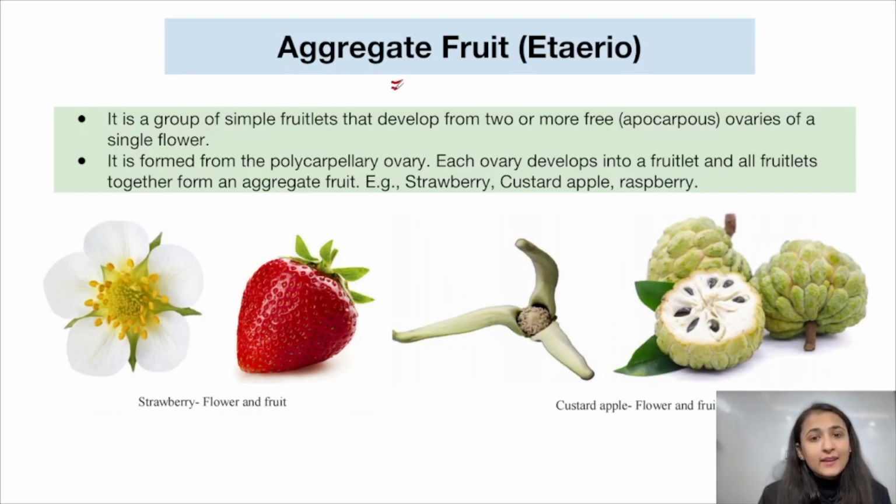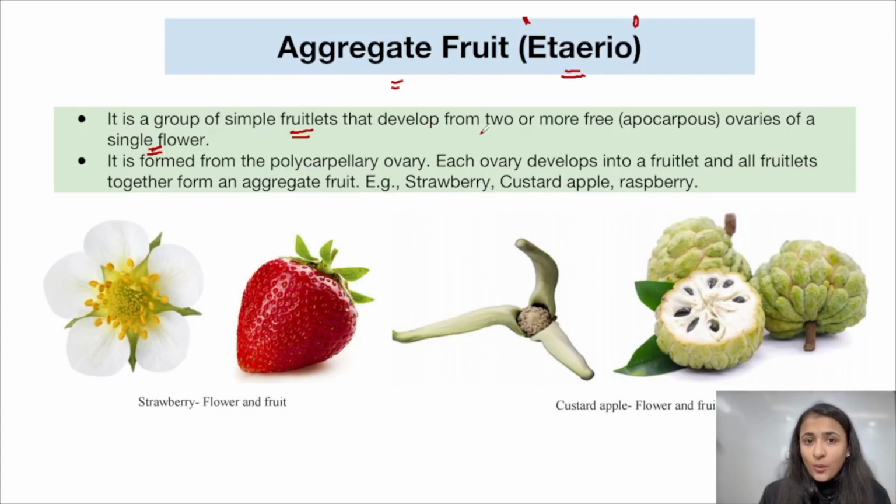Now let's come to aggregate fruits, which are also known as etaerios. An aggregate fruit can also be called an etaerio. What are these fruits? It is a group of simple fruitlets that develop from two or more apocarpous ovaries of a single flower. Aggregate means a collection of something. So it is a collection of numerous fruitlets which come together to make a combined fruit. One fruit here is made up of numerous fruitlets, various units which are known as fruitlets.